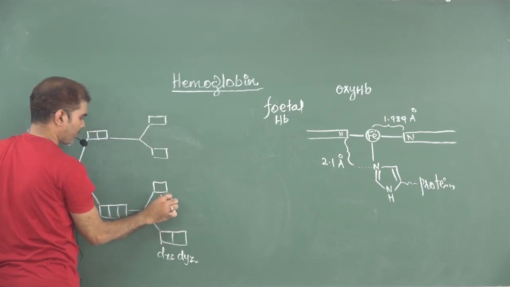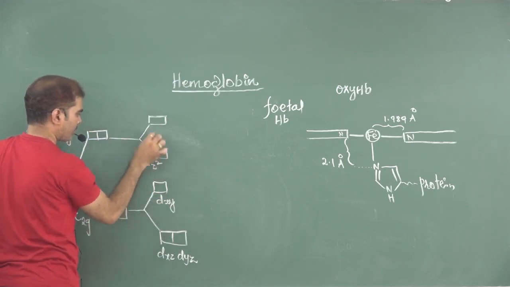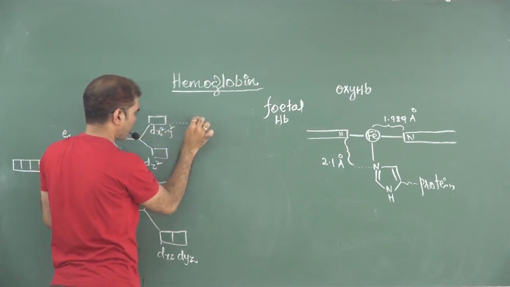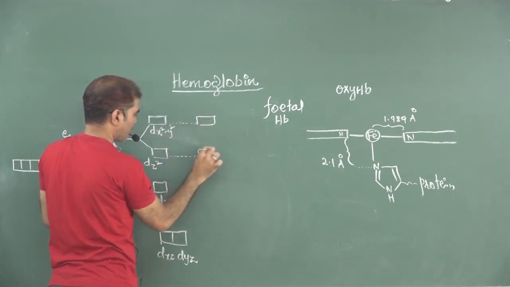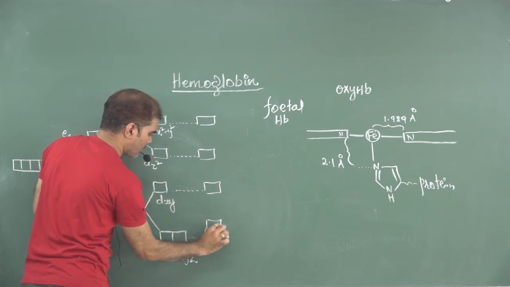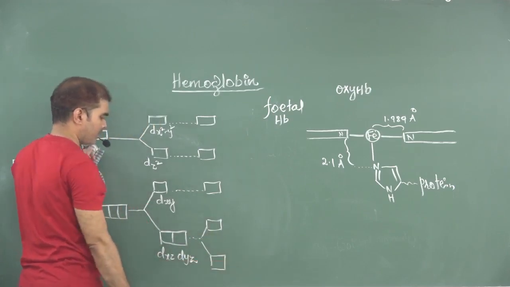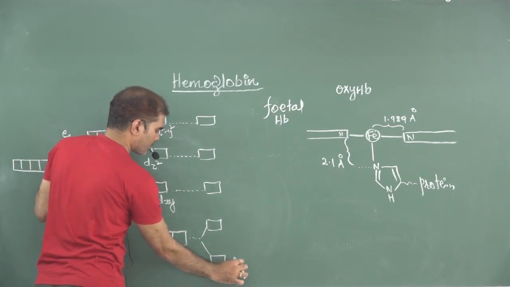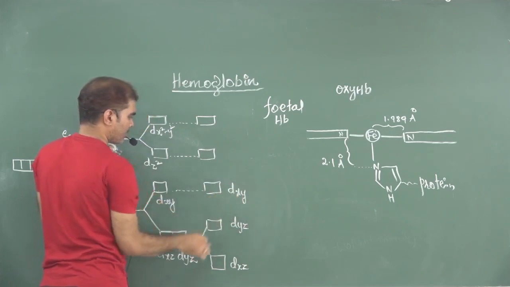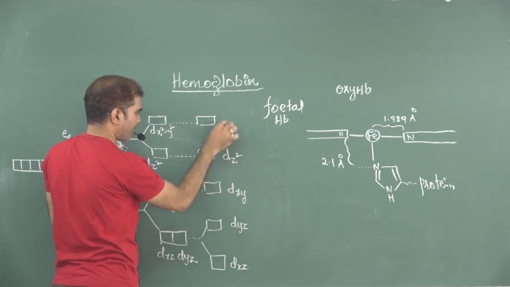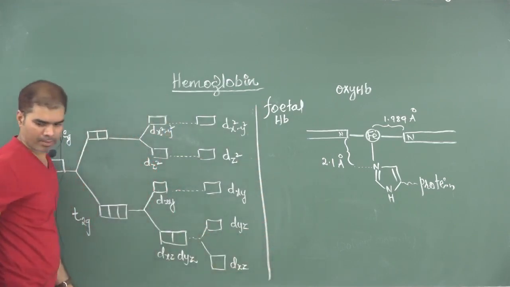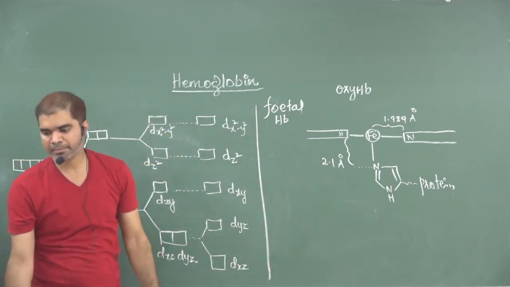Next point. The geometry of deoxy-Hb can be considered as an elongated octahedron. This gives 4 energy levels.